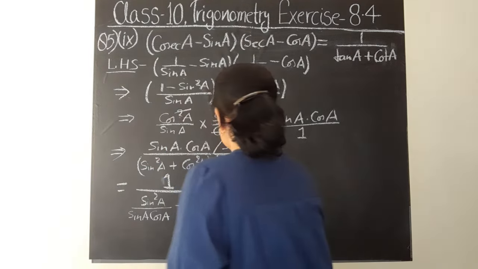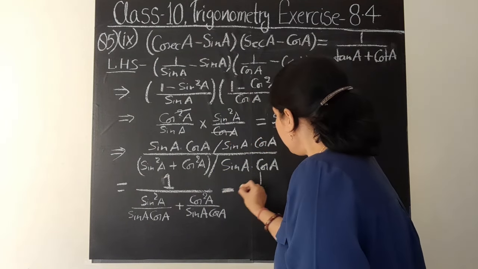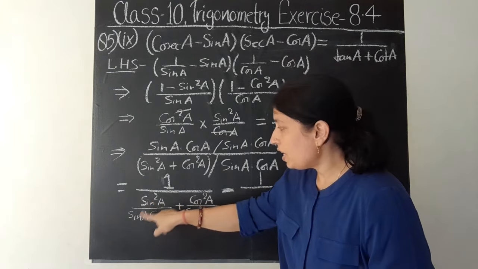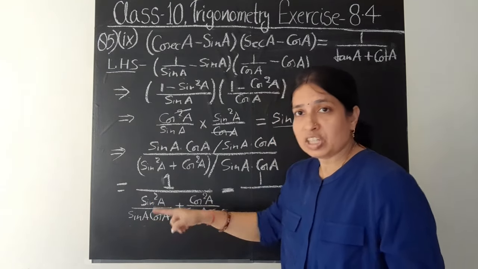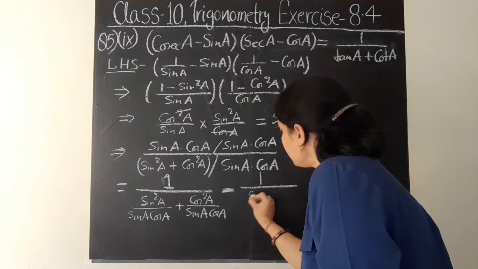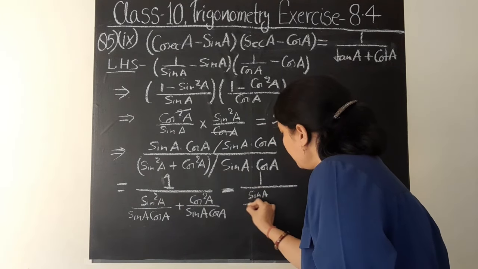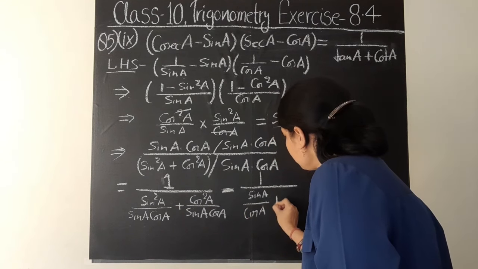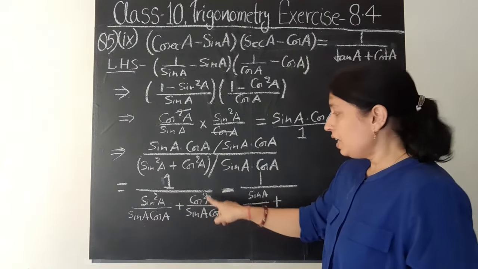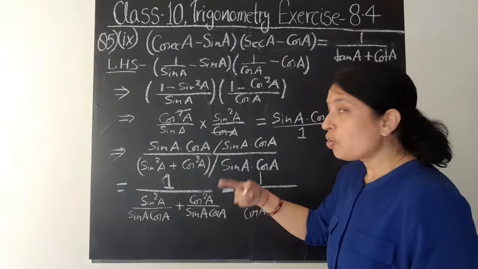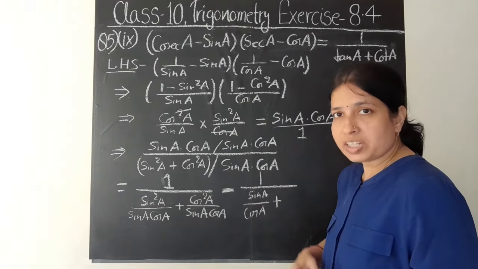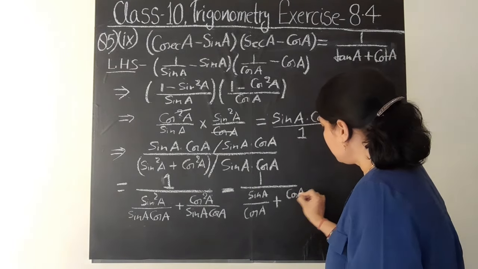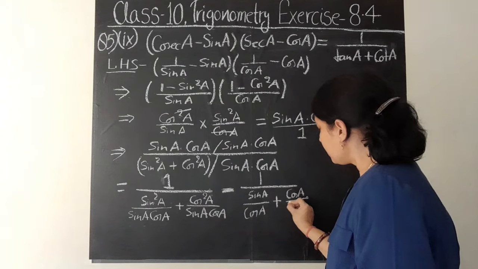Then you can write 1 as it is. Divide here. Here it is sin square a. Sin square a is divided by sin a. You will get sin a. So you can write here sin a and cos a as it is, plus here it is cos square a, it is divided by cos a. When cos square a is divided by cos a, you will get cos a. So you can write here cos a divided by sin a.